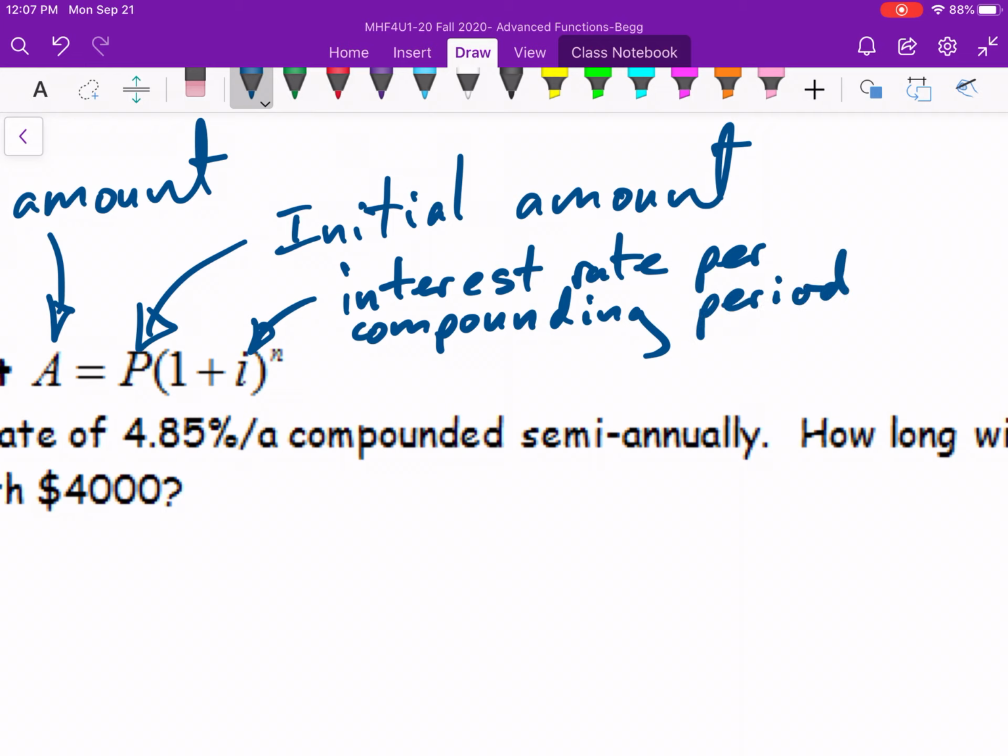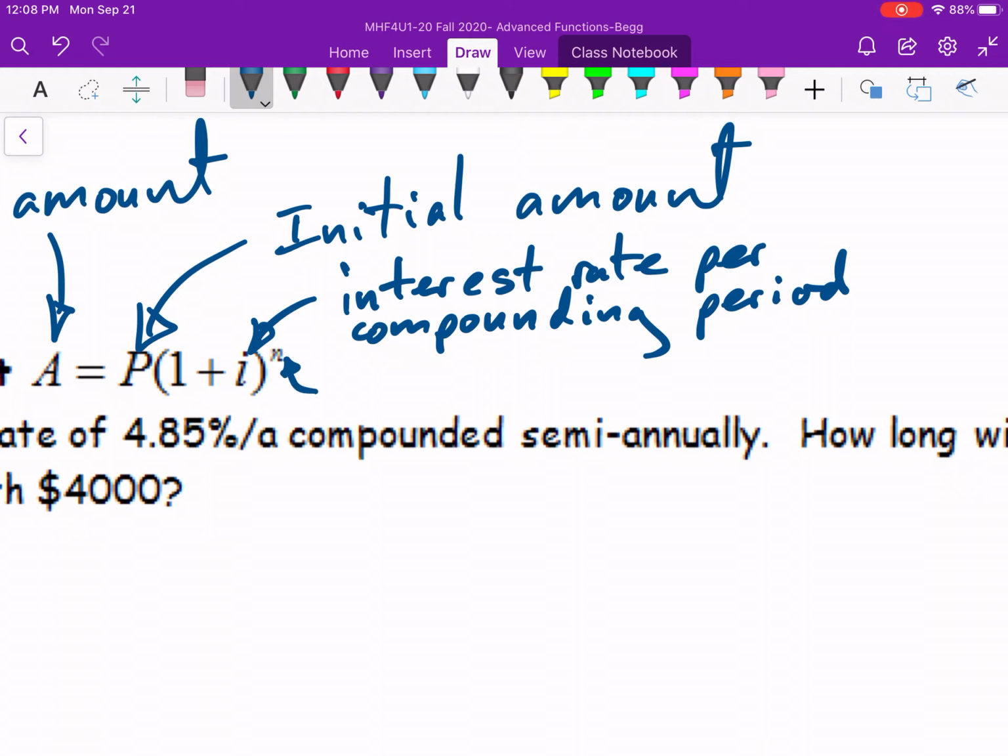So, if you have an interest rate of, say, 12% over a year, but you're compounding monthly, because remember, you can have different compounding rate times. Say you compound monthly, so 12 times a year, I would be 1% or 0.01, because we take our yearly annual rate and divide it by the number of compounding periods per year.